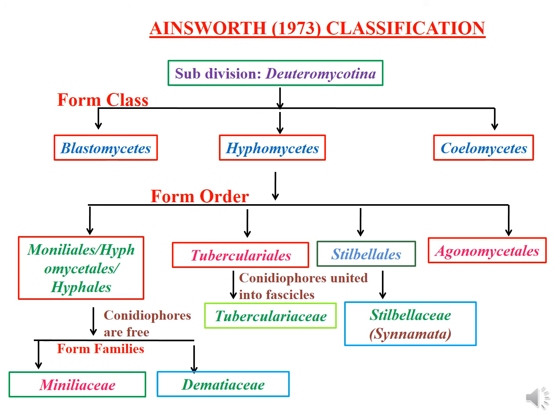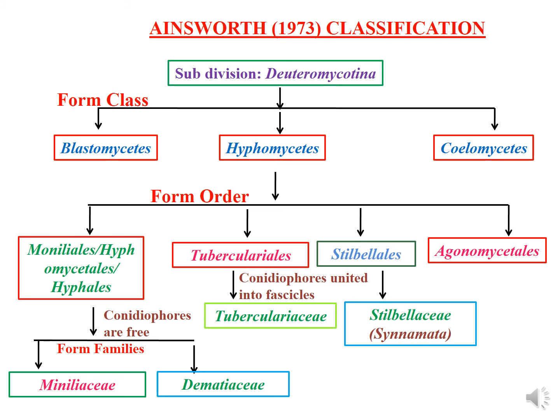He divided the form class Hyphomycetes into four form orders. One is Moniliales, also known as Hyphomycetales or Hyphales, second is Tuberculariales, third is Stilbellales, and fourth is Agonomycetales. In Moniliales, the distinguishing feature is that the conidiophores do not fuse to form specialized structures; they are very free. Under Moniliales there are two families, Moniliaceae and Dematiaceae, based on the color of the conidial spores, and the conidiophores are free.